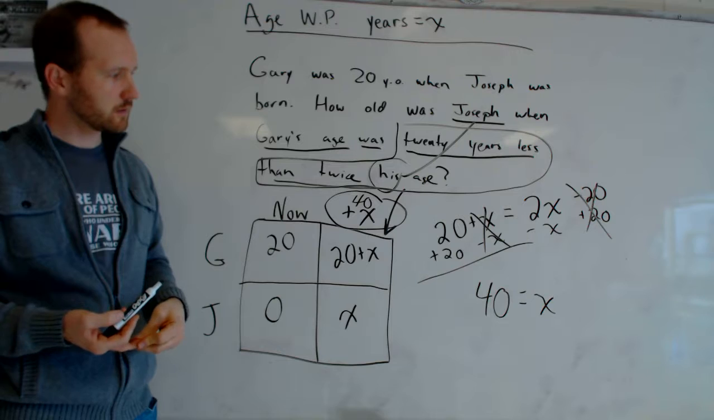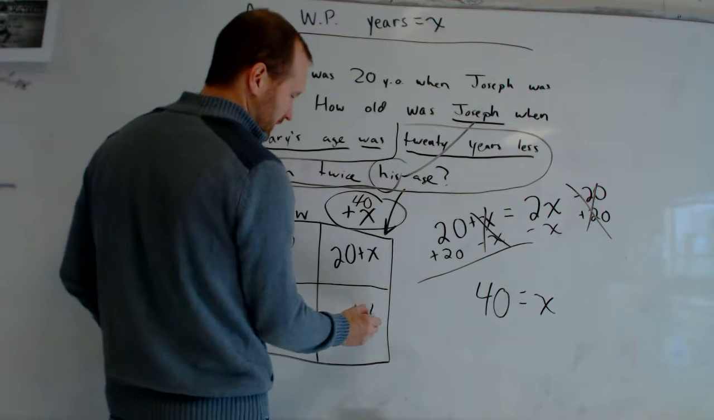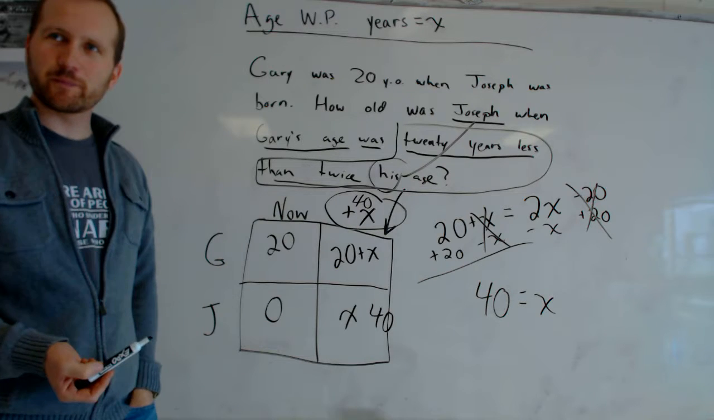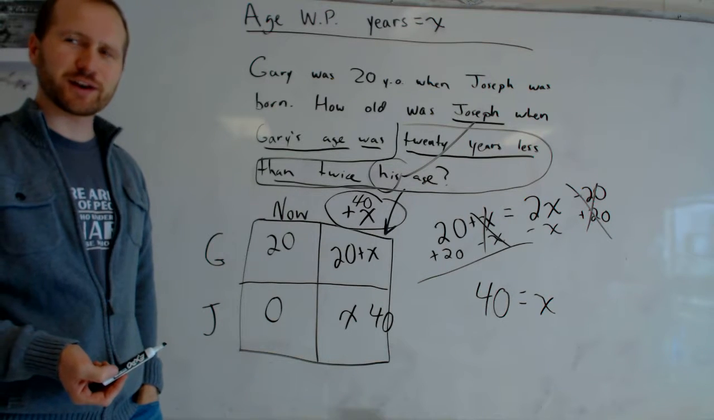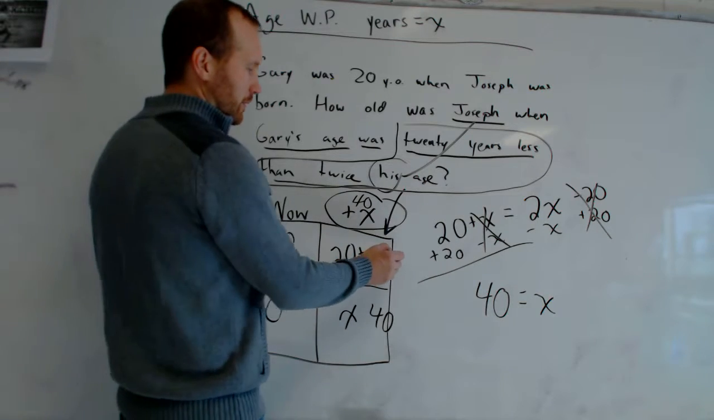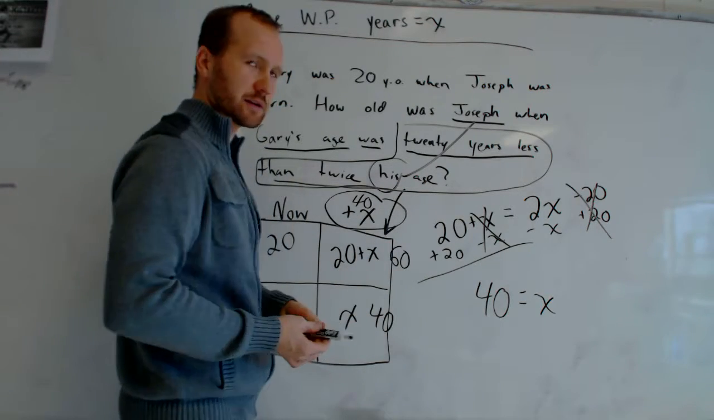Is this real? Is this problem real? Because it's actually Gary and Joseph. Yeah, because Joseph's 40. You could ask them. I'm not going to tell you. I won't tell you, and Gary would be 60 then, right?